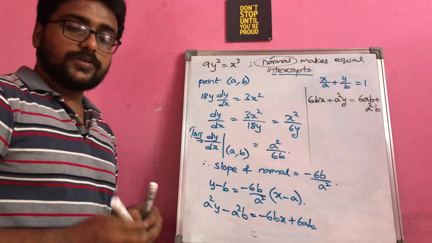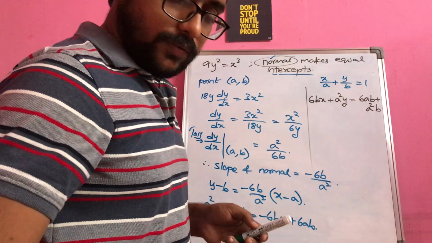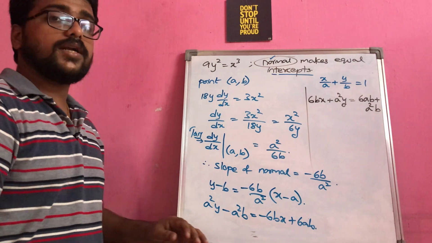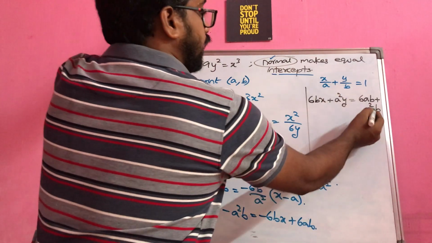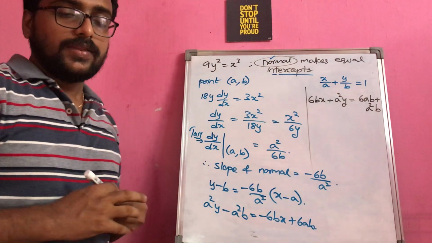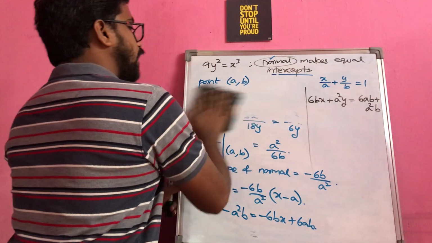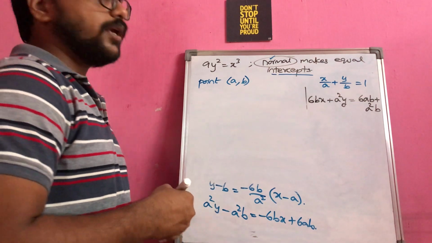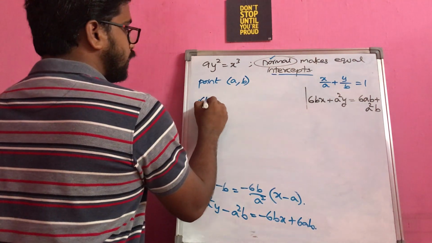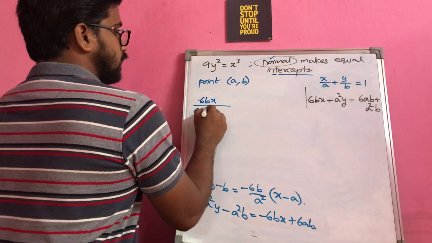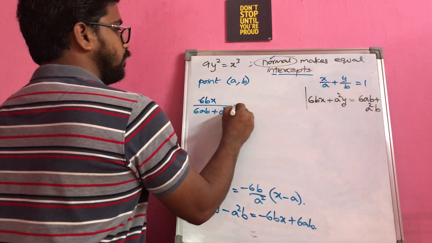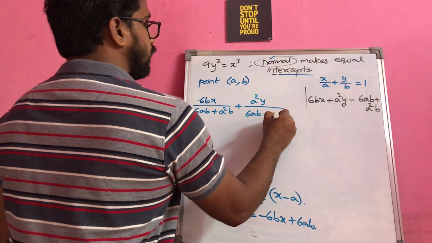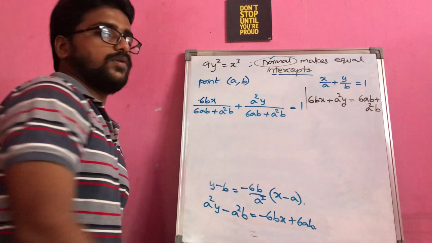So if you observe the proving part here, the required equation is of the form x by a plus y by b is equal to 1. What it means is, on the right side you have to get the value as 1. So on the right side, to get the value as 1, you have to divide by 6ab plus a square b. So I am going to divide that. 6bx by 6ab plus a square b, plus a square y by 6ab plus a square b is equal to 1.